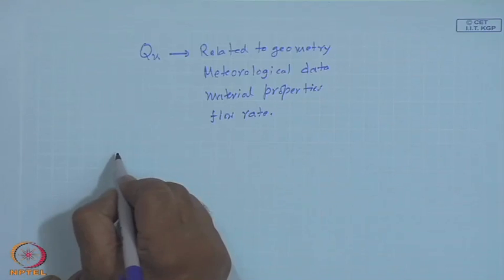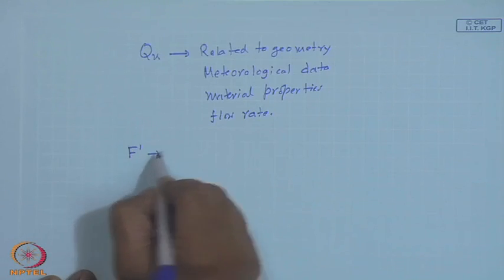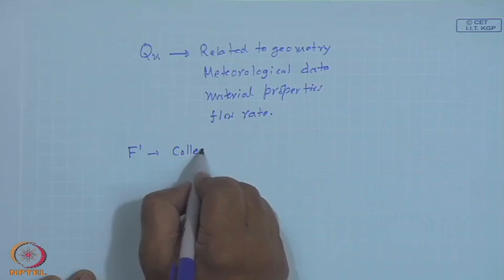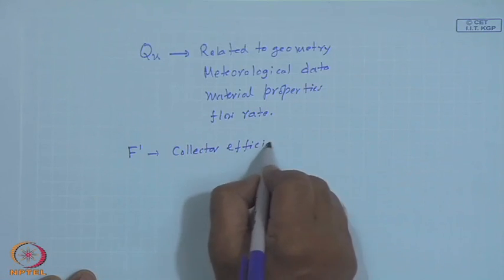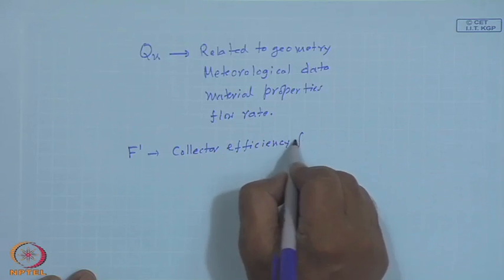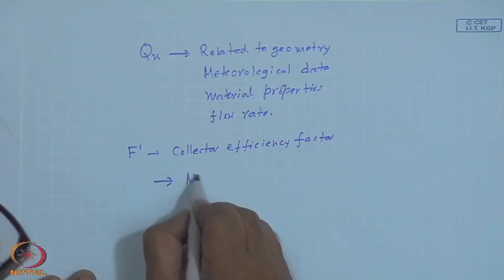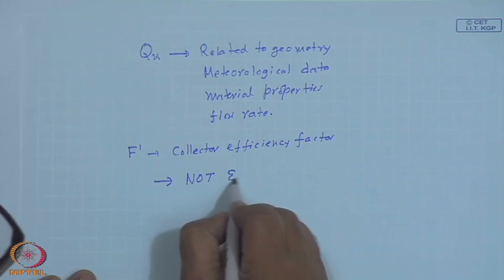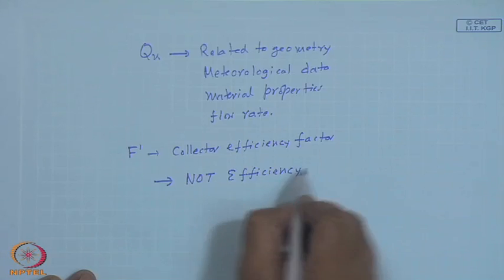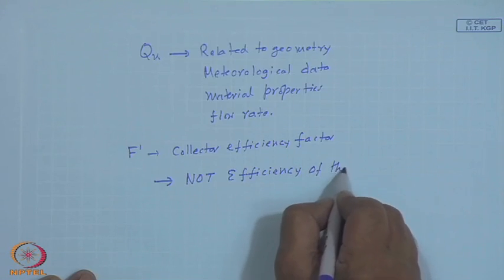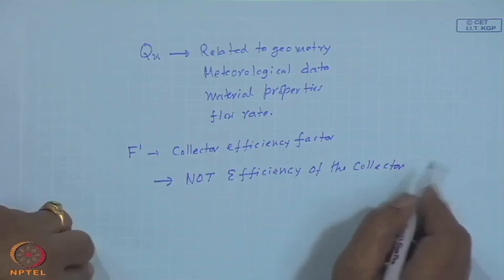Now, there is an F dashed, the collector efficiency factor, but this is not the efficiency of the collector.